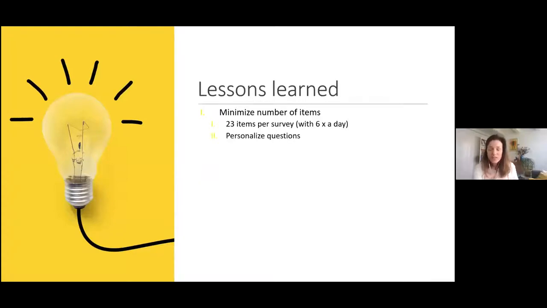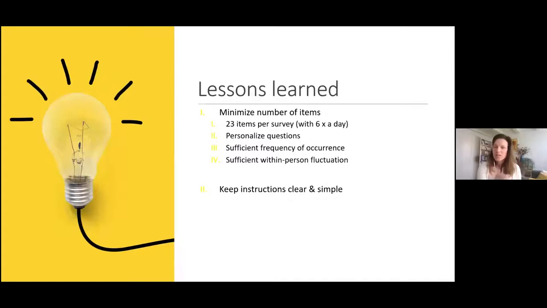We have learned that personalization of questions is important. So if somebody doesn't use Instagram, it's not useful to ask about that. So we have personalized our ESM to suit the type of social media used by these adolescents. We have also looked at the sufficient frequency of occurrence. So we know that adolescents do not post on Instagram very much. So that is a reason to not include it, for example, in ESM. And we have looked at the within-person fluctuations of measures. Are these suitable for ESM? If not, then that would save you an item to include.